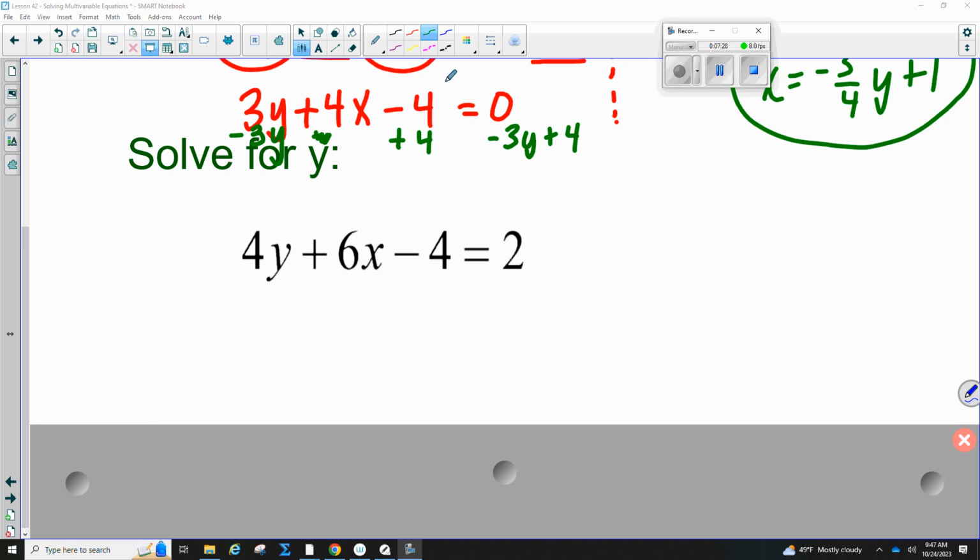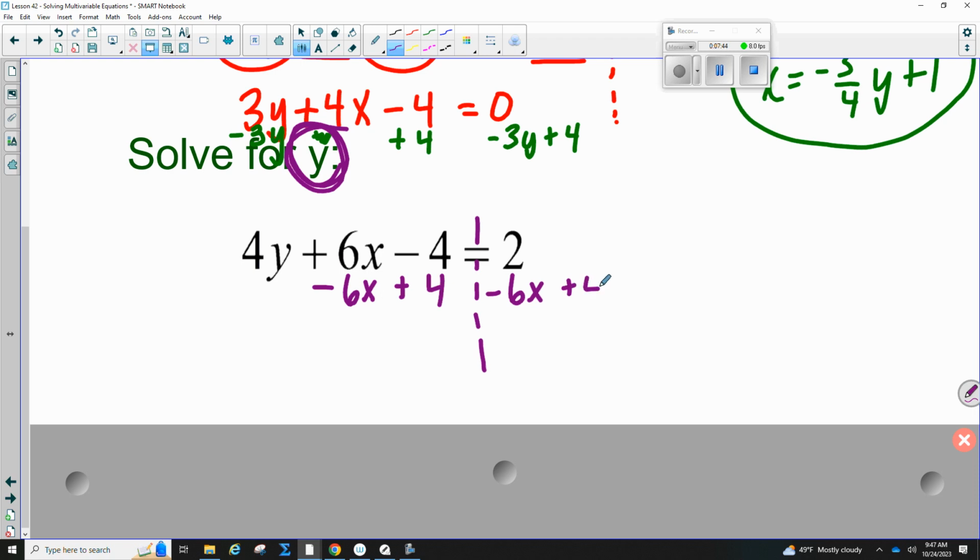All right, so remember to check what you're solving for. I want the y by itself, so I need to get rid of all this other stuff that's on the same side as y. So I need to subtract 6x and subtract 6x, and I need to add 4 and add 4. These will cancel, so we're left with 4y here. For this part, you guys, these two are like terms. So I have a negative 6x, and then I have 2 plus 4 is positive 6.